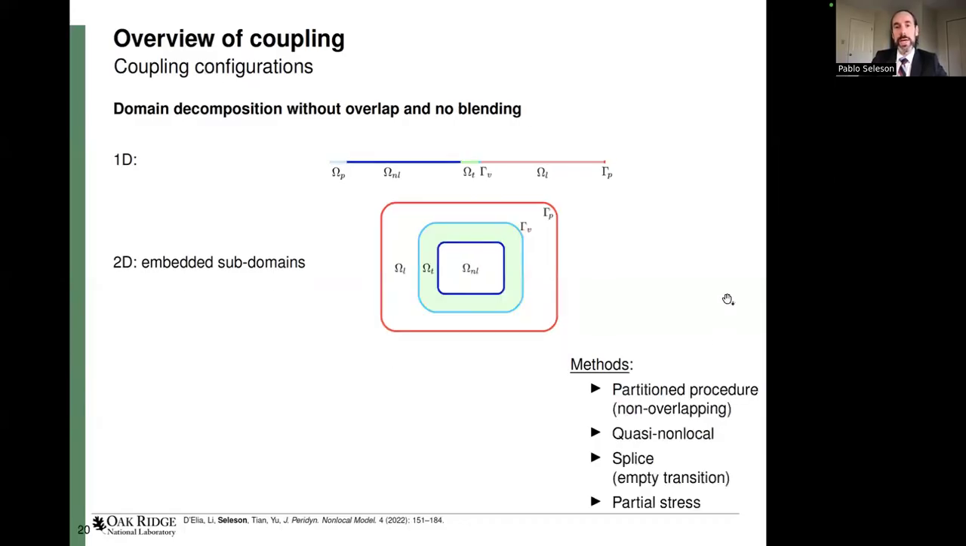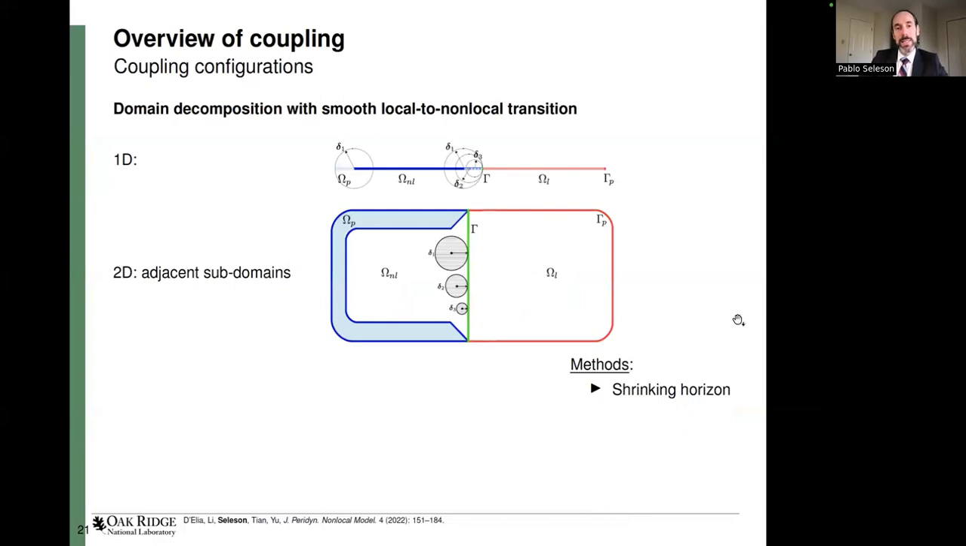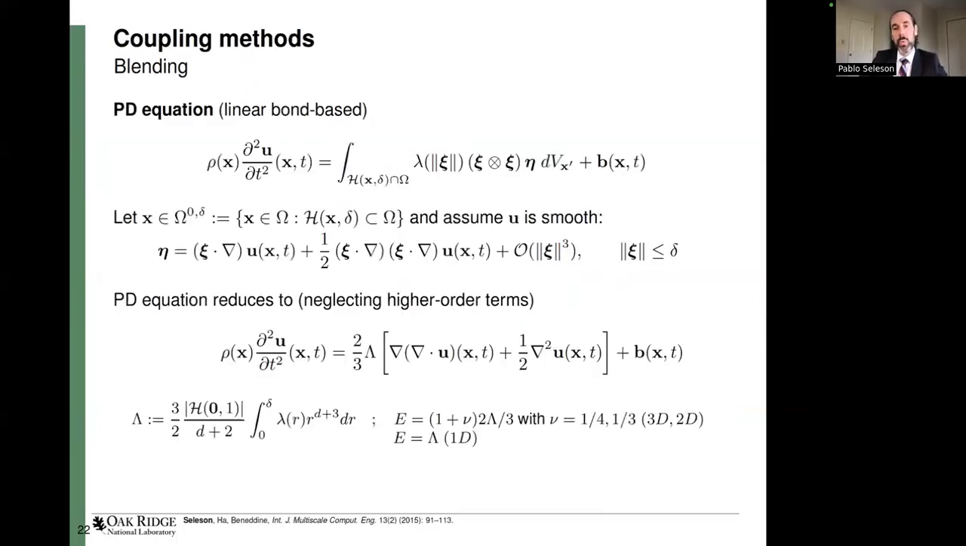Then we have a domain decomposition without overlap and with no blending. There is still some kind of a transition domain here. And these methods use this decomposition: the partition procedure with non-overlapping approach, the quasi-nonlocal, the splice, which will be with an empty transition in this case, and the partial stress. And then finally, there is this domain decomposition with a smooth local-to-nonlocal transition where, in fact, the length scale delta is going to shrink towards the interface, and this is used by, as the description suggests, the shrinking horizon approach. So now that we have seen all these different approaches, let's focus on one of the methods, which is the blending. So this is the peridynamic equation of motion for a linear bond-based peridynamic model, which relies on pairwise interactions. It's one of the simpler versions of peridynamics.